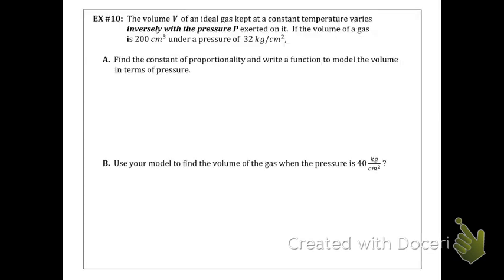All right, so example 10. The volume V of an ideal gas kept at a constant temperature varies inversely with the pressure P exerted on it. If the volume of a gas is 200 centimeters cubed under a pressure of 32 kilograms per centimeter squared. All right, A says to find the constant of proportionality, so wants to solve for K and write a function to model the volume in terms of pressure. And then B wants us to use the model to find the volume of the gas when the pressure is 40 kilograms per centimeter squared.